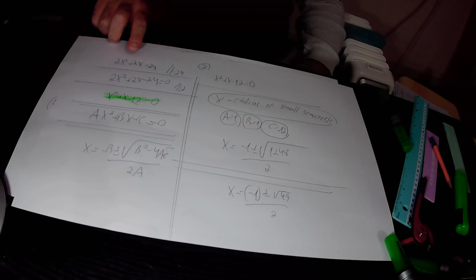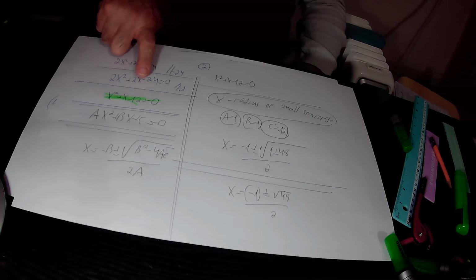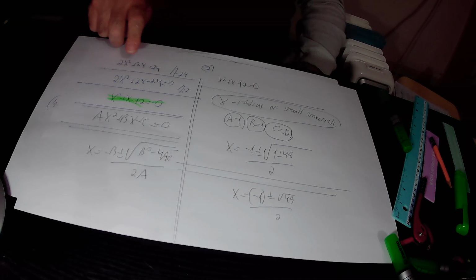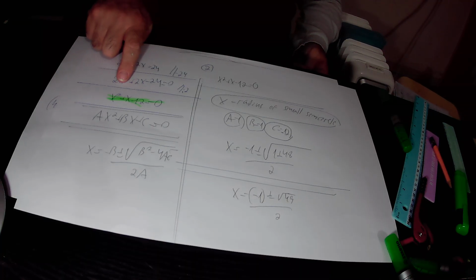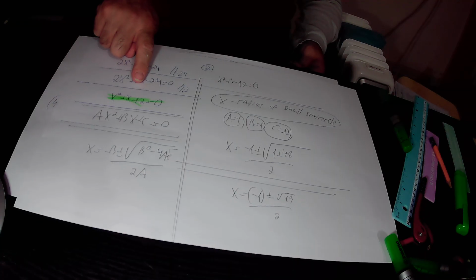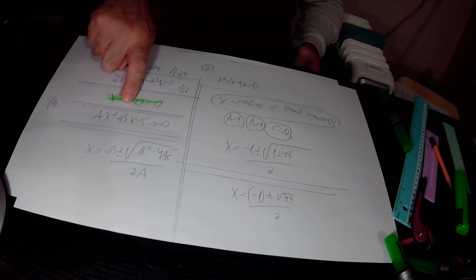Here we divided this equation by 2 and finally found out that 2x squared over 2 is x squared, plus 2x over 2 is x, minus 24 over 2 is minus 12, equals 0 over 2, which is 0. So in total we found that x squared plus x minus 12 equals 0. This is the quadratic equation, and the general formula for a quadratic equation is as follows: ax squared plus bx plus c equals 0.